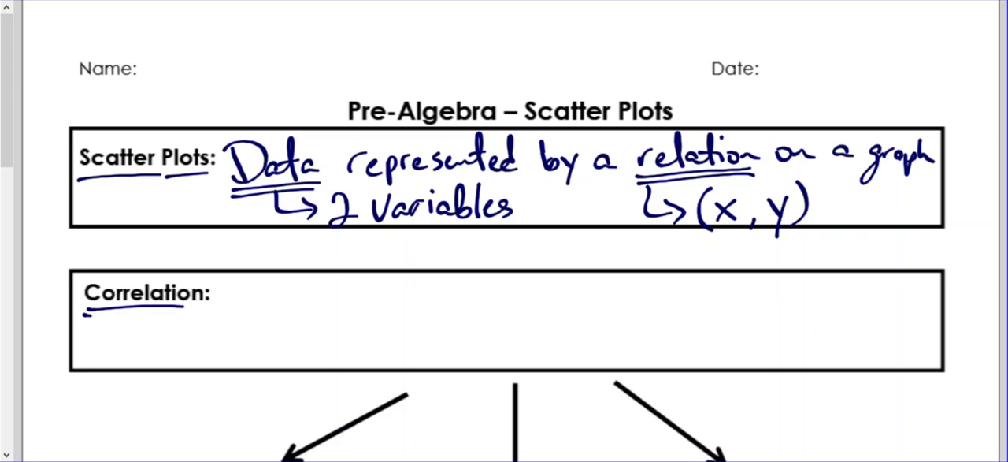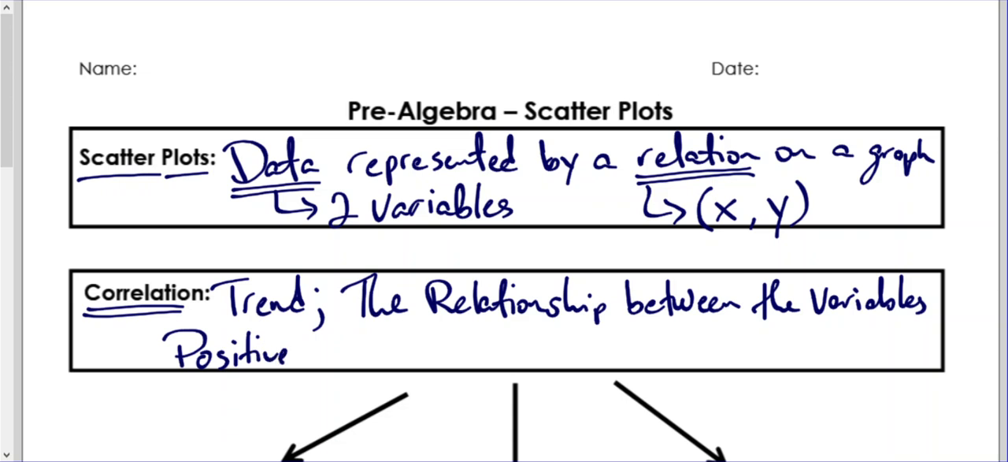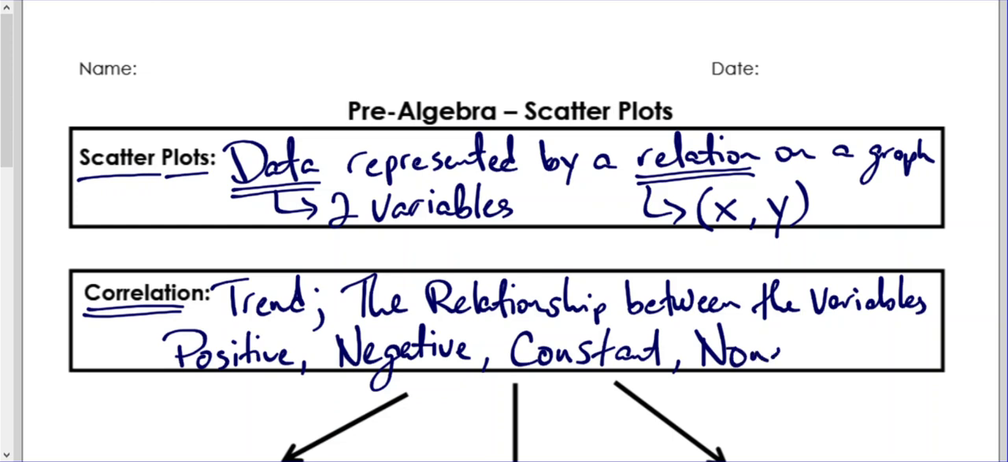The correlation is the trend of the data, or the relationship between the two variables. So for right now, we're going to talk about those as positive, negative, constant, or no correlation at all. I'm just going to say none.